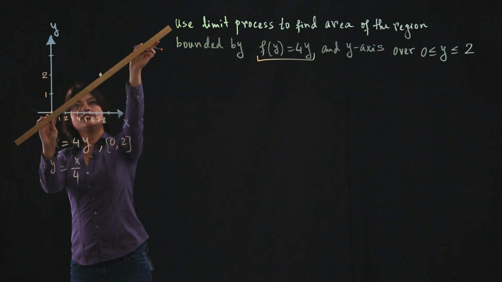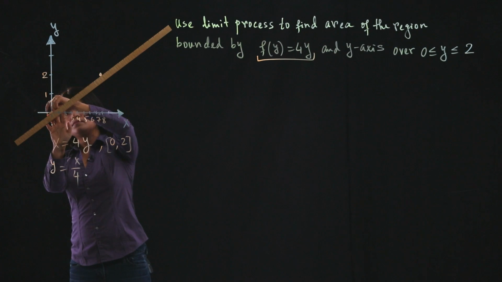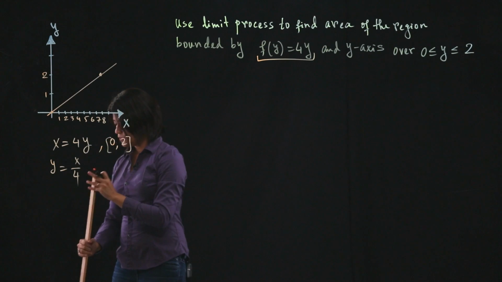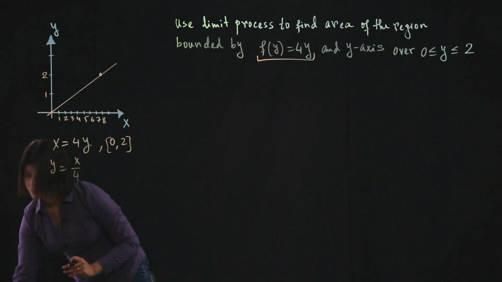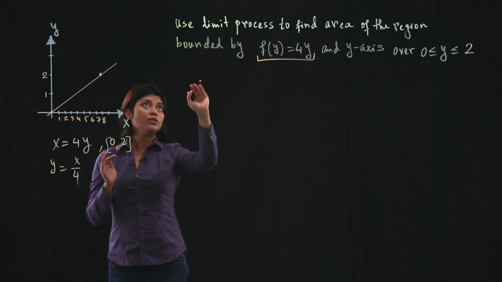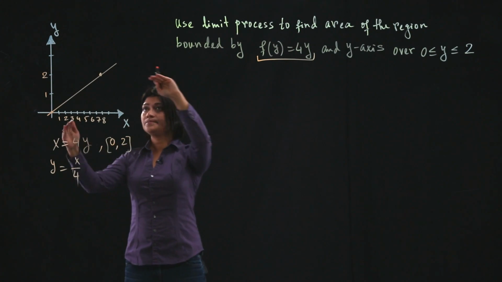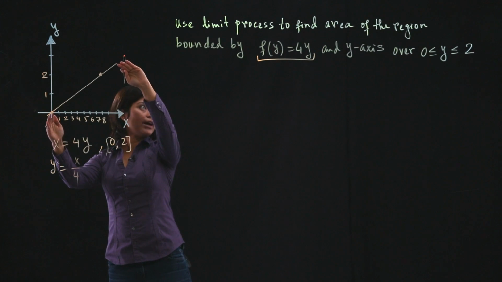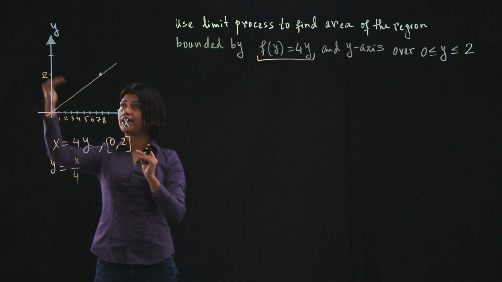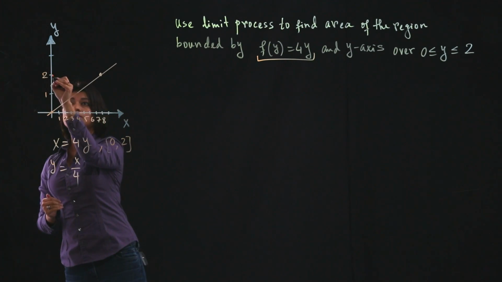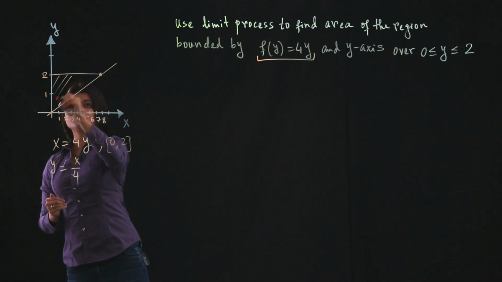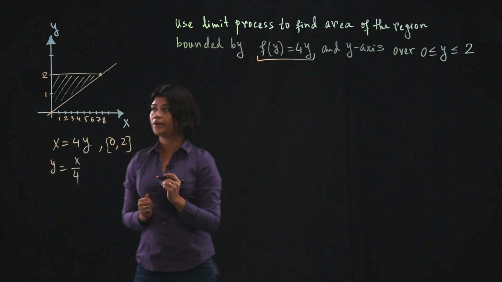Let's draw our line. All right, what is the region? Be careful. Look again, the region is bounded by this graph and the y-axis, not the x-axis, between 0 and 2. Therefore, this is the region that we are considering.